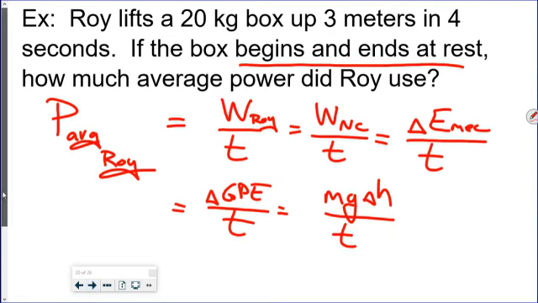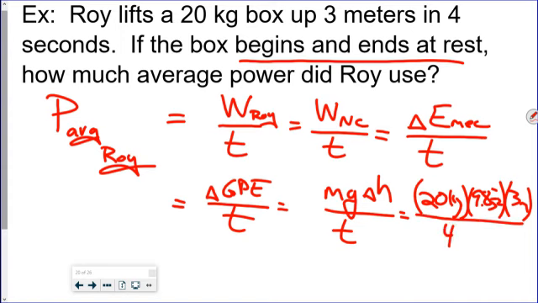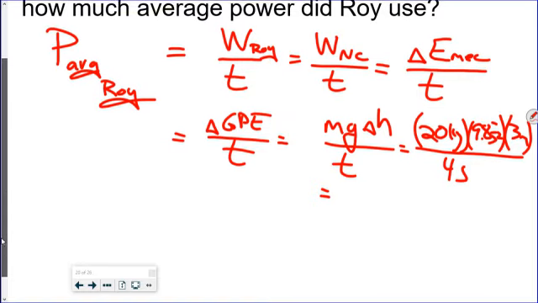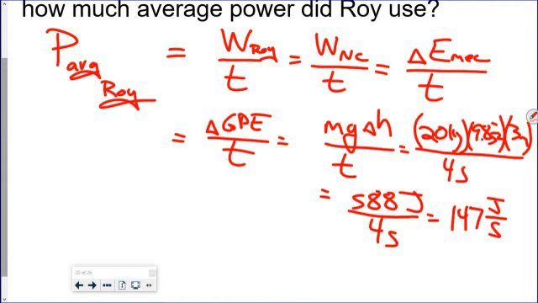Let's plug in our numbers. I'm totally out of room here. So this is 20 kilograms times 9.8 meters per second squared times our height, which is 3 meters, and this is all done in 4 seconds. If you multiply that, you get 588 joules, which is how much energy Roy gave the box, and that took him 4 seconds. So divide that, and you get 147 joules per second, also known as 147 watts.